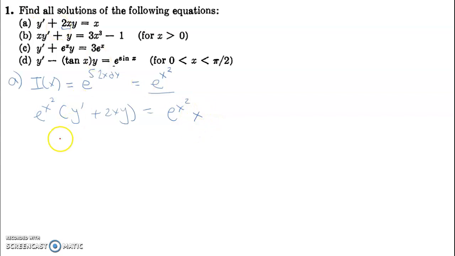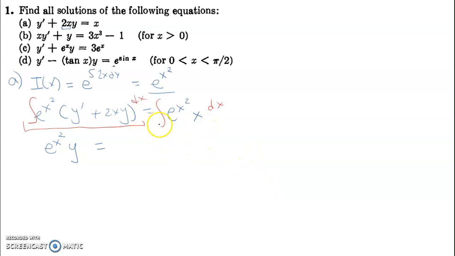The next step is to integrate both sides of our equation. And I think the whole point of finding the integrating factor was that this side would work out nicely and give us e to the power of x squared times y. And you can quickly check by using the chain rule. Now this is our problem.